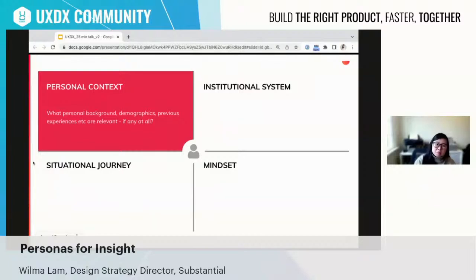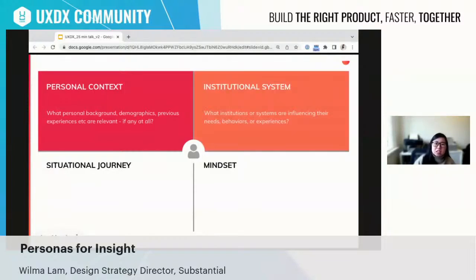So the first of these, personal context, has to do with how users' personal background, demographics, or previous experiences shape how they're approaching the current context at hand. So for example, if we think about that educational example, we can consider, what year is a student in school? Do they have older siblings that might have gone through this school before? Are there additional learning needs that we need to consider that are important context for how they might be using, let's say, a piece of educational technology?